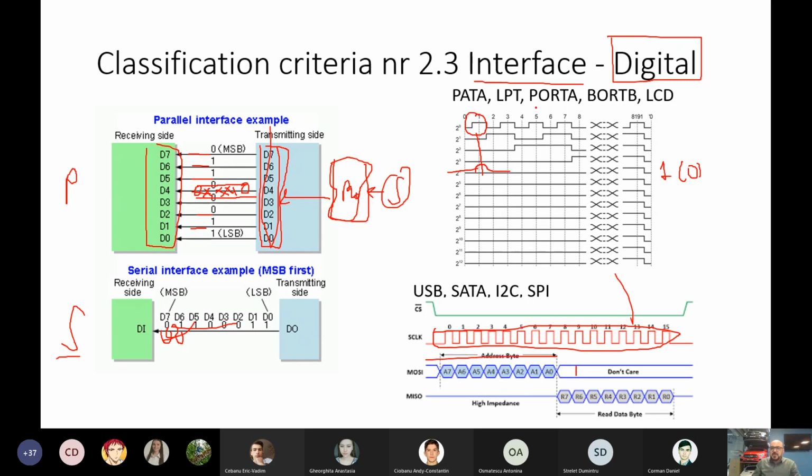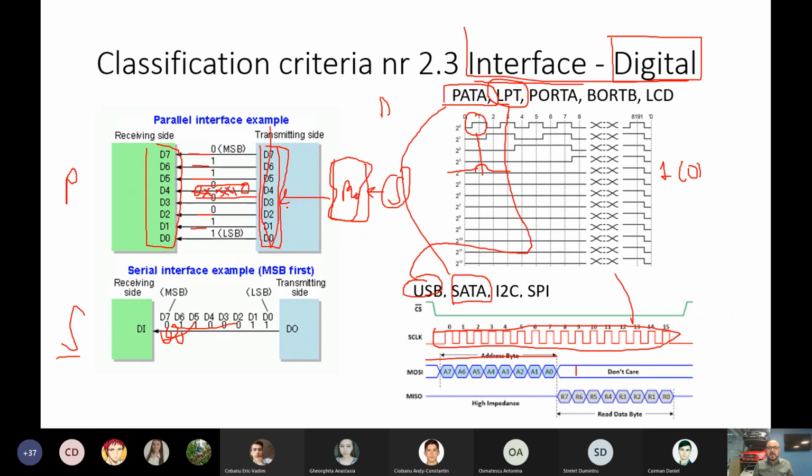Now, some examples. We have parallel ATA. This was the HDD interface for the old computers. Now we are using serial ATA, SATA, and most probably you can even find it as an external interface. Now, the LPT port, the parallel port of the computer, was replaced by USB. Now printers are connected to USB because the parallel port was too expensive. So this is about what kind of interface.